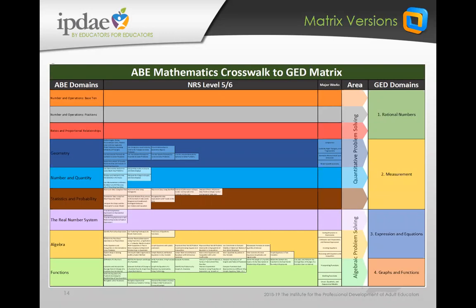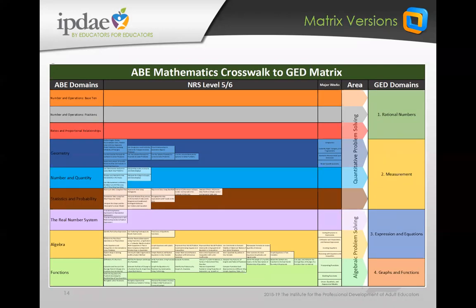Well, with that said, we developed a crosswalk to the GED matrix. We identified specifically major ideas, big ideas that point towards quantitative problem solving and then others that are pointing towards algebraic problem solving.